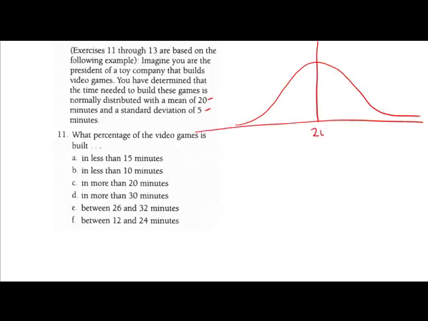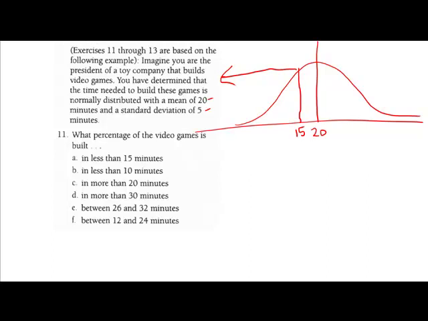We got a new example. For 11 and 13, imagine you're the president of a toy company that builds video games. We've determined that the time needed to build these games is distributed normally with a mean of 20 and a standard deviation of 5. What percentage of the video games is built in less than 15 minutes? Okay, so normal curve. Mean is going to be 20. 15 minutes, I want the percentage that it's less than.